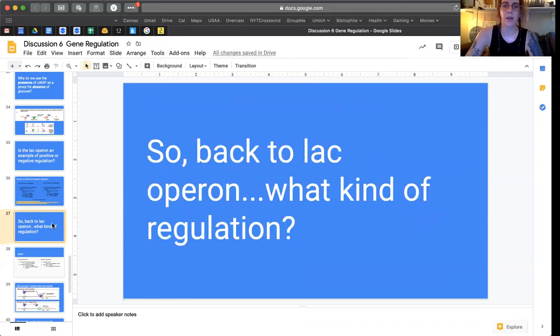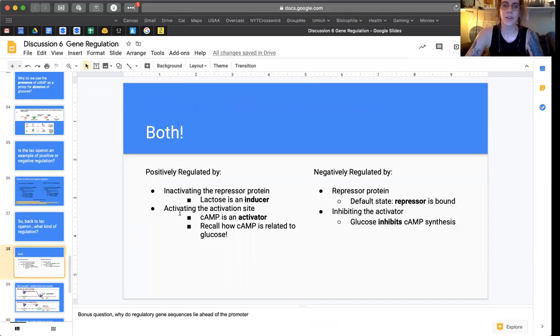So now we can think back, okay, what is the lac operon doing again? Hopefully you can tell me both. There's positive and negative regulation occurring here, so it's called dually regulated. So we can look at positive regulation.